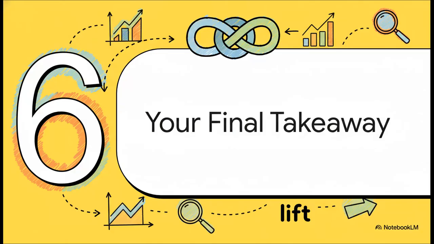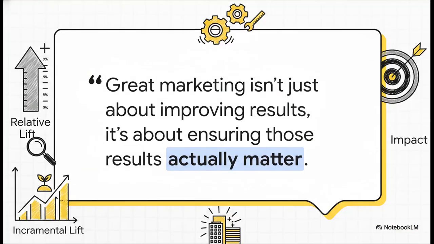All right, as we wrap this up, there's one core idea I really want you to take away from all this. It ties everything together perfectly. It's this. Great marketing isn't just about improving results, it's about ensuring those results actually matter. Think about that. You can improve results all day long, getting that relative lift higher and higher. But if those results aren't making the whole pie bigger, if they don't matter to the bottom line, what's the point? You've got to use relative lift to sharpen your tools, but you have to use incremental lift to make sure you're building a bigger house.